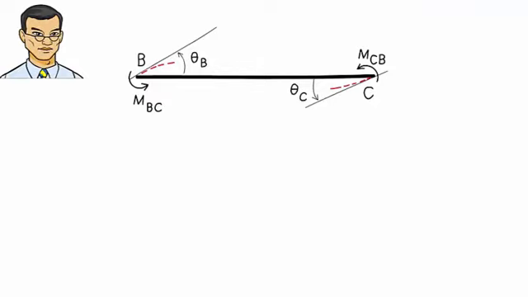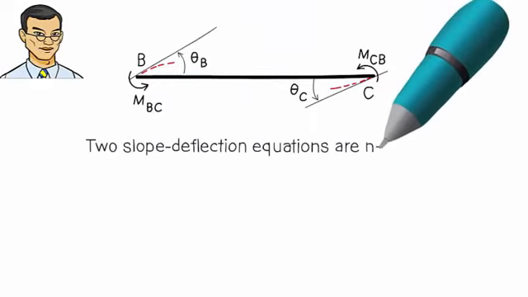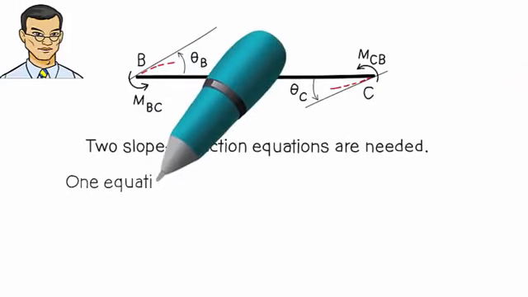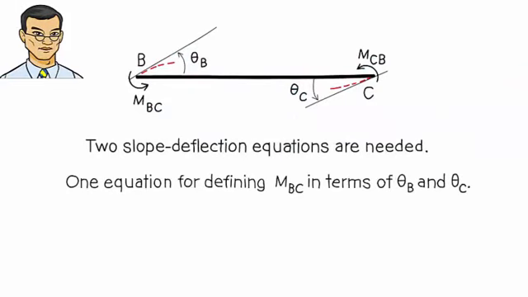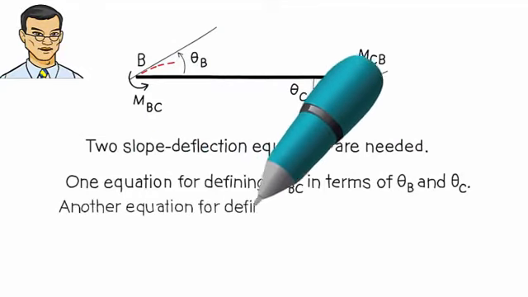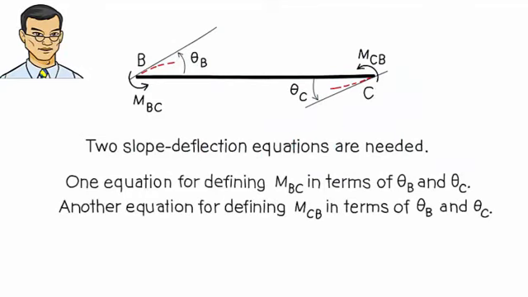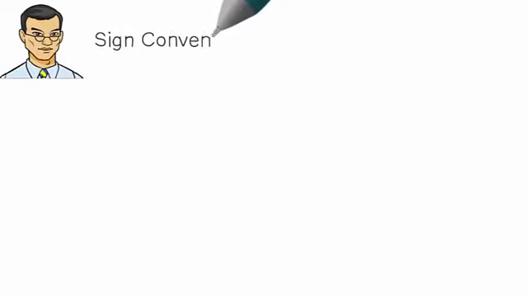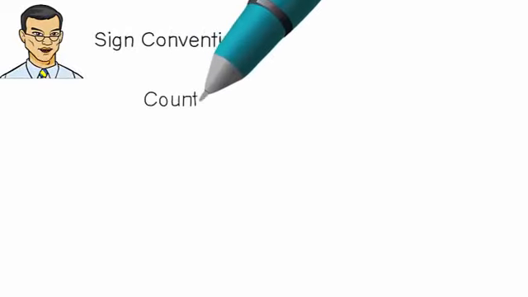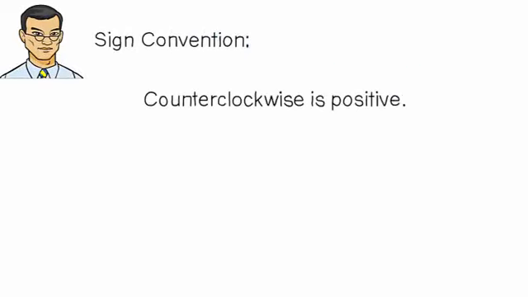The slope deflection equations define the mathematical relationship between these rotations and bending moments. More specifically, there are two slope deflection equations for the segment. One equation for defining MBC in terms of rotations, theta B and theta C, and another equation for defining MCB in a similar manner. Before we start developing the slope deflection equations, let's pick a sign convention for member end moments and rotations. I'm going to use counterclockwise direction as positive.